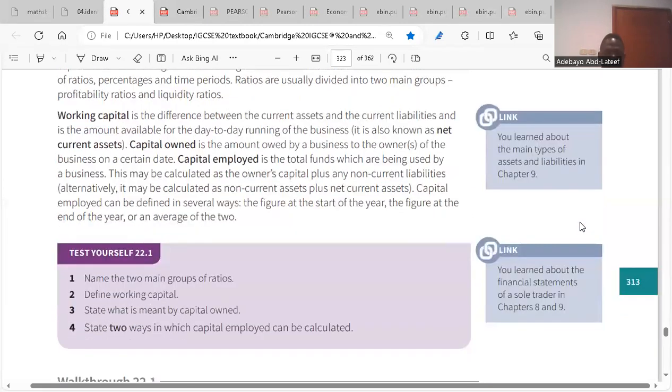Yes. So for the capital employed, they said this may be calculated as the owner's capital plus any non-current liabilities. Alternatively, it may be calculated as non-current assets plus net current assets.